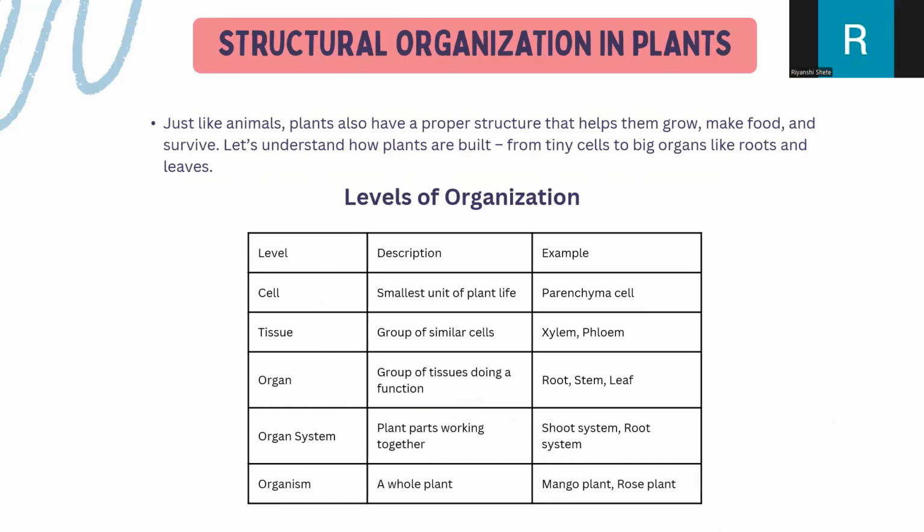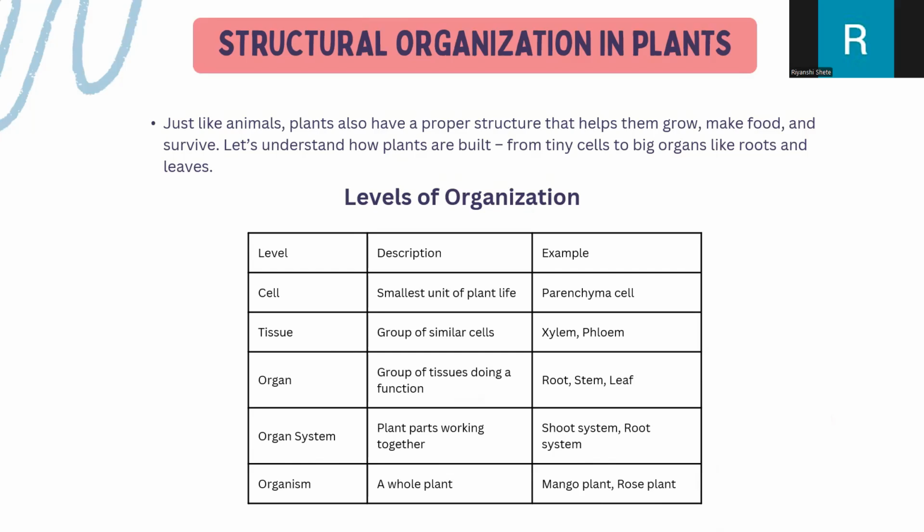Next is structural organization in plants. Now this is all about animal organization. Now we will see about the plants organization. Just like animals, plants also have a proper structure which helps them to grow, to make food, and to survive. Now let's understand how plants build from tiny cells to big organs like roots and leaves.